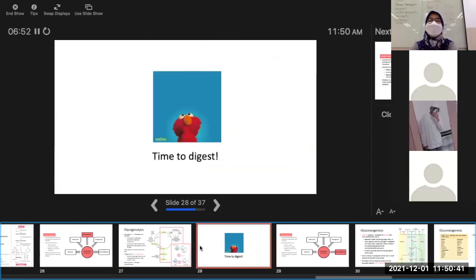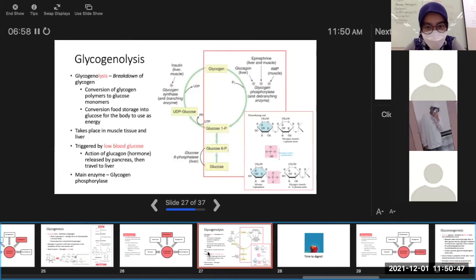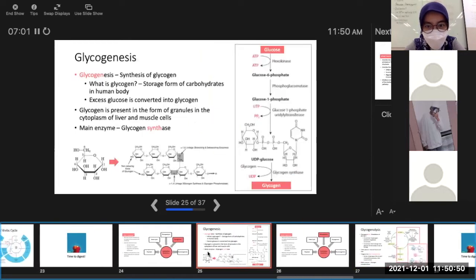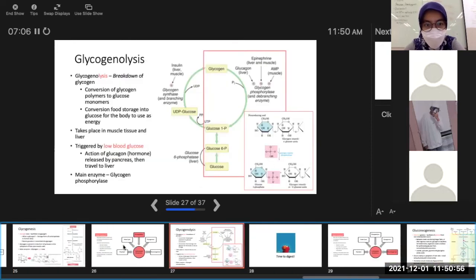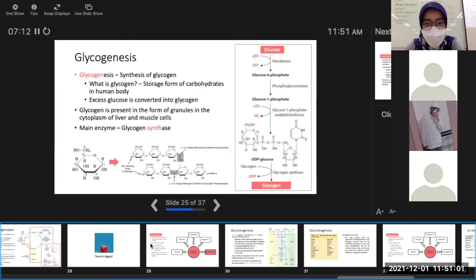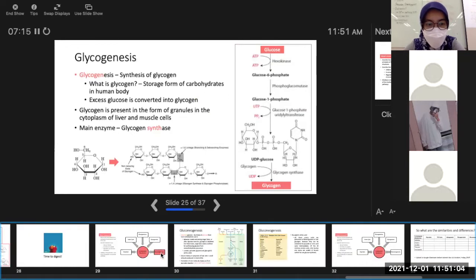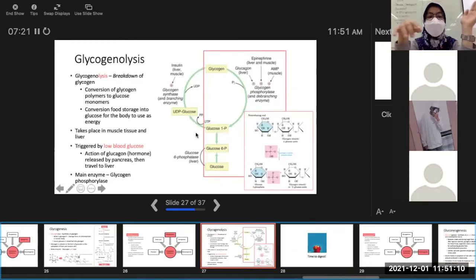Time to digest. For glycogenesis and glycogenolysis, you can put the diagram side by side and see that they show the opposite thing. Glycogen to glucose and then glucose to glycogen, combined.